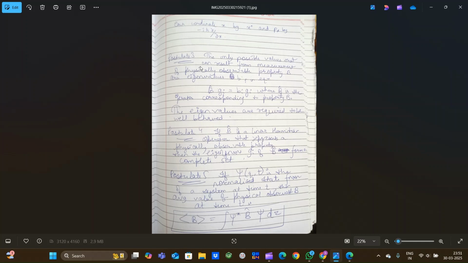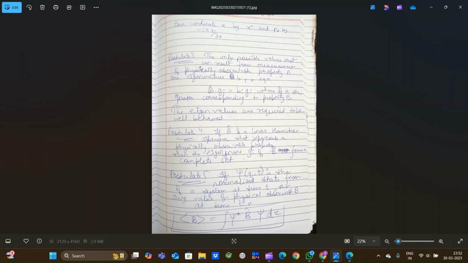Now, Postulate 4. If B is a linear Hermitian operator that represents a physical observable property, then the eigenfunctions gi of B form a complete set. Again, I will explain this in the next video. We just learn it for now. In this postulate, we need to explain orthogonality and orthonormality, so I will make another video on this.